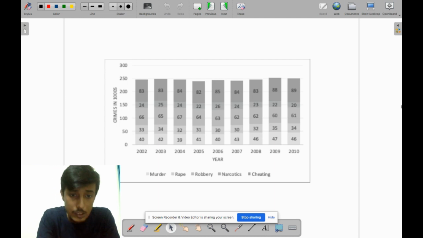And you can see murder, rape, robbery, narcotics, cheating. So the shades keep getting darker for each of them. So that means, if we are looking at the year 2002, 40 means murder. Then above that, 33, we are looking at 2002. 33 means rape, 66 means robbery, 24 means narcotics, and cheating means 83. Got it? How to read the graph? Moving on to the solution.